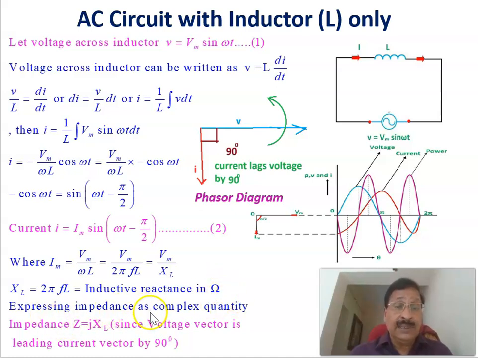Expressing the impedance as a complex quantity, we can say that the voltage vector is leading the current vector by 90 degrees. In that way, it is represented as Z equal to j into XL. Since the voltage vector is leading the current vector by 90 degrees, it is represented as jXL. So the impedance representation for a purely inductive circuit is jXL.